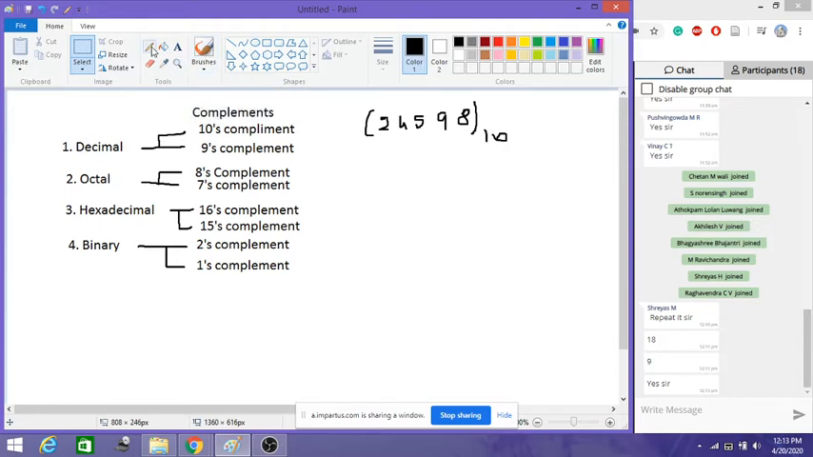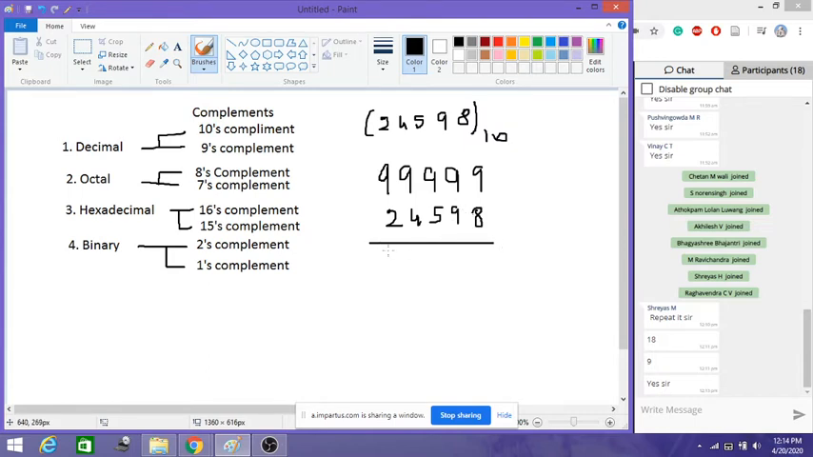Now let us take the nines complement. For the same number, if you want to convert to nines complement, we again take the same five nines here. Take the five nines and subtract this number from it. So what do we get? We'll get the same number as before, 7 5 4 0 1.